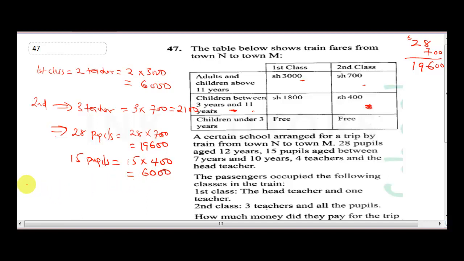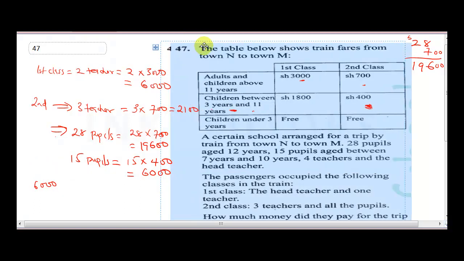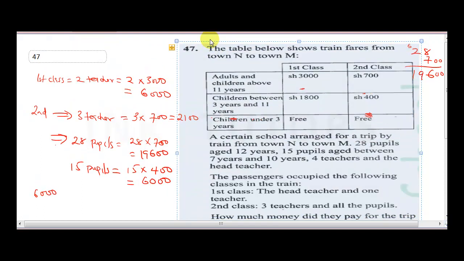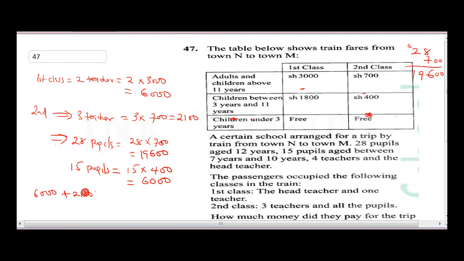So to get our final answer, we're going to sum it up. That will be 6,000. Let me shift this so you can get to see. That will be 6,000 plus 2,100 plus 19,600 plus 6,000. Now, you know that 6,000 plus 6,000 is going to give us 12,000. So we have to sum up 12,000 plus 2,100 plus 19,600. So this will give us our final answer.